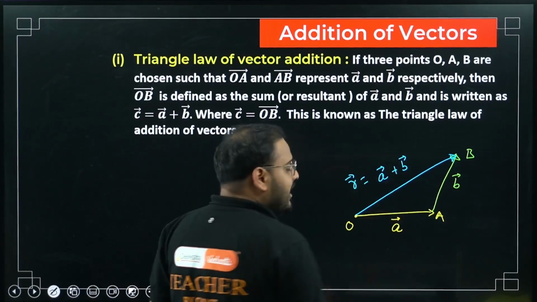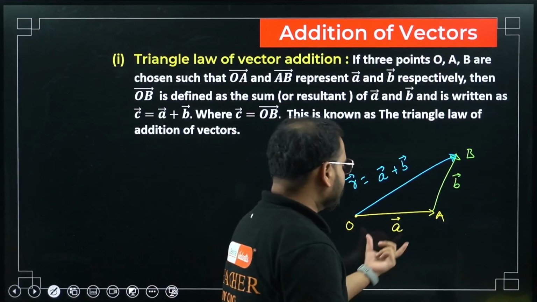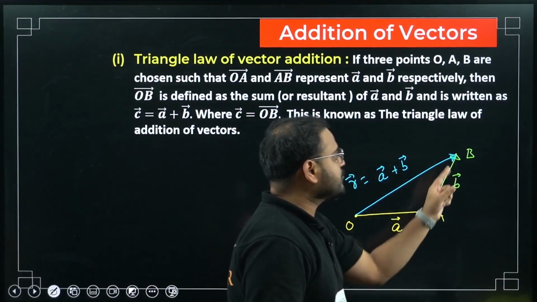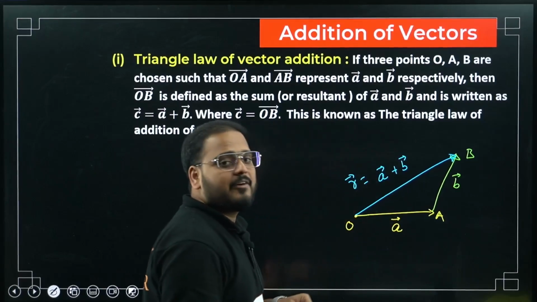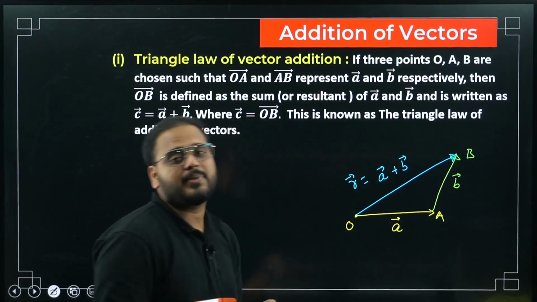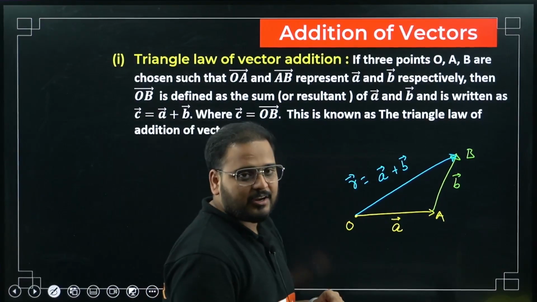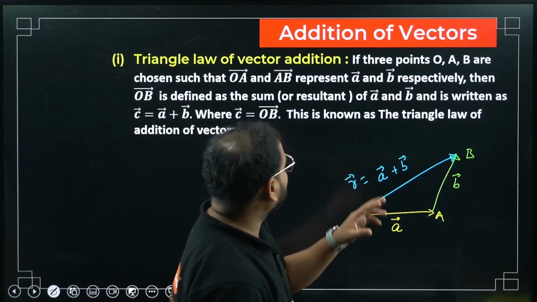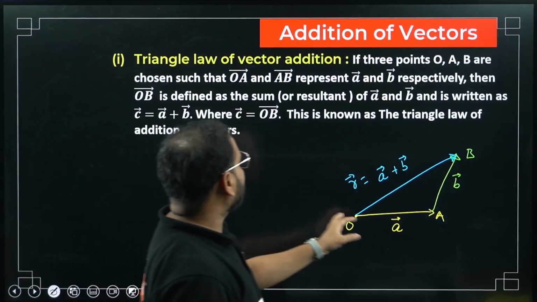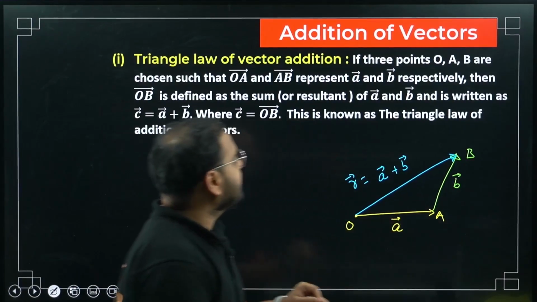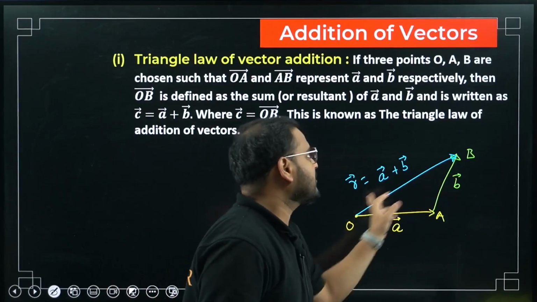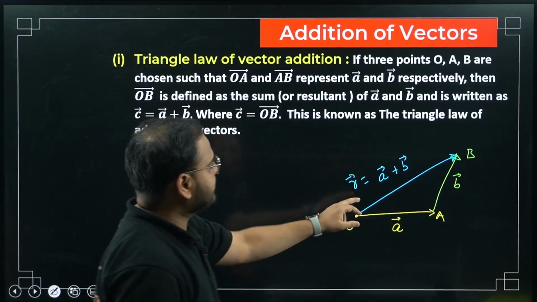The resultant vector R will be given by AB. So if these two are the vectors like this, this is the displacement vector OB, written as vector A plus vector B. This is the triangle law of addition. Please let's read the statement: if three points O, A, B are chosen such that OA and AB represent vector A and vector B respectively, then OB is defined as the sum or the resultant of the two vectors.